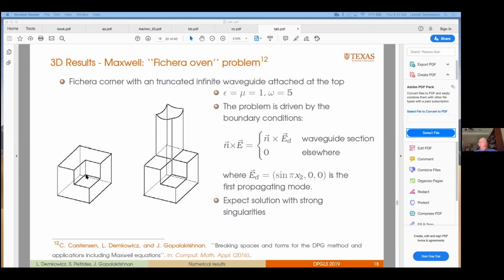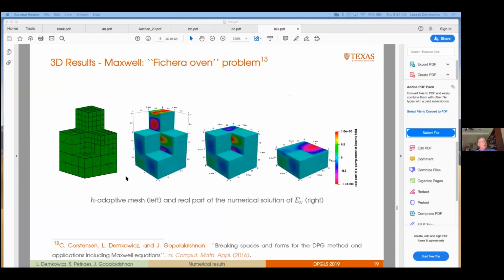But the question was, how do I make any practical problem out of this? And this is where I got help from my great colleague, Ali Yilmaz, an electrical engineer in the institute. And he said, well, let's make a microwave out of it. That's how we arrived at the Fichera-Oven problem. You attach to one of these cubes an infinite waveguide, and then you feed it with the first propagating modes, and this generates a quasi-resonant behavior inside. So it's a microwave, except that we haven't put anything into the microwave, right? It's just resonating inside. So what you see here is the automatically generated mesh using multiple refinements and the Socratic solver at work and the evolving solution at various interfaces here.